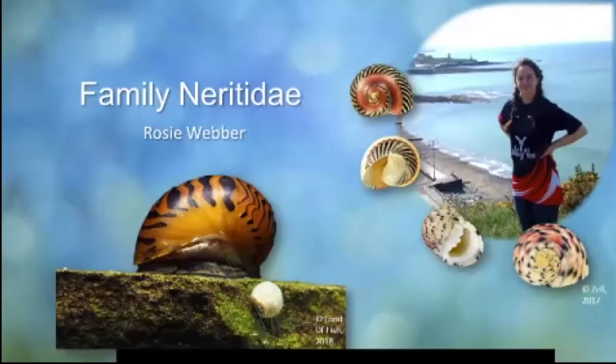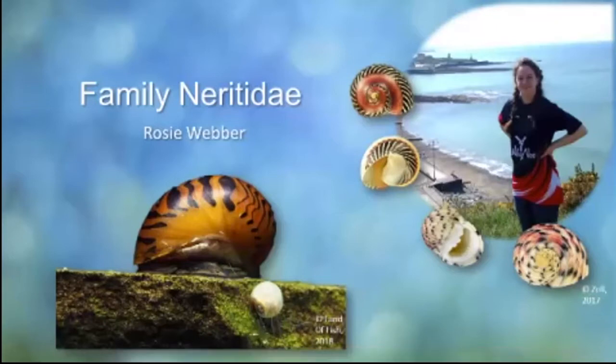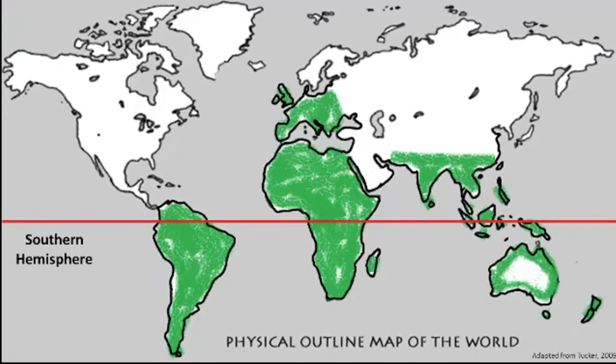Right, so I'm Rosie, and I studied in the town of Aberystwyth on the coast of Wales, which is a little seaside town. And the presentation I'm going to do for you today is on the family Neritidae, which, as you probably guessed, are snails. Not like the land snails that you find in your garden, but snails that are aquatic, so they're found in freshwater, saltwater, and brackish water.